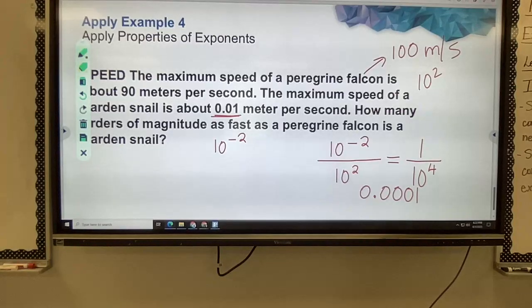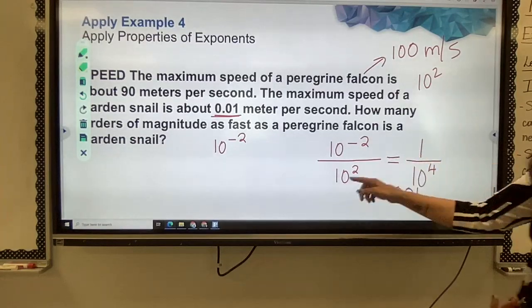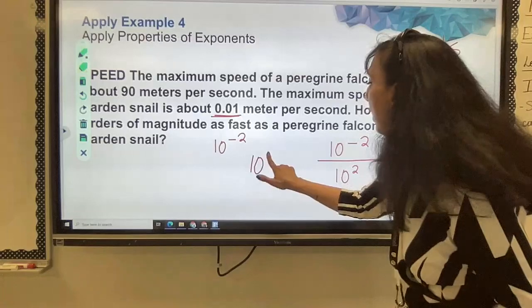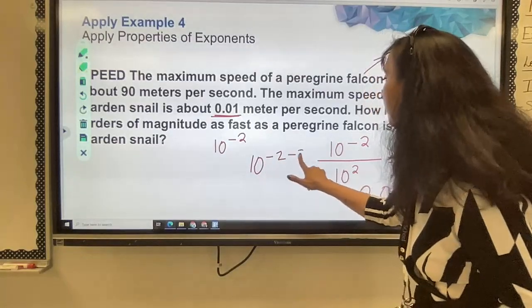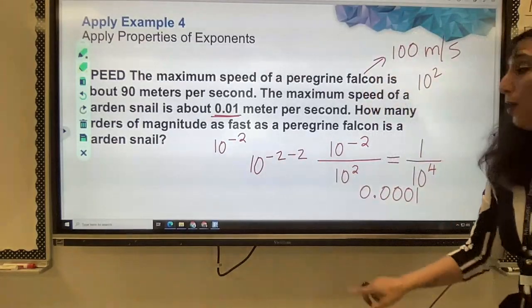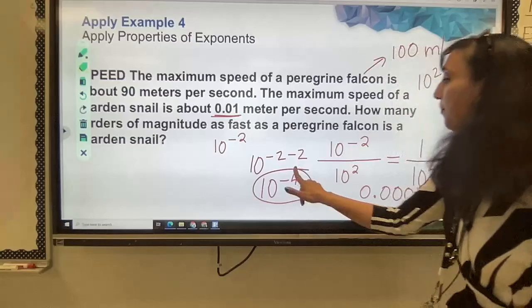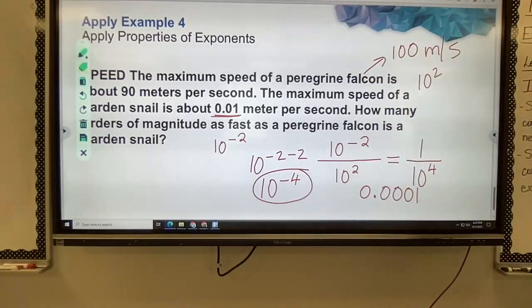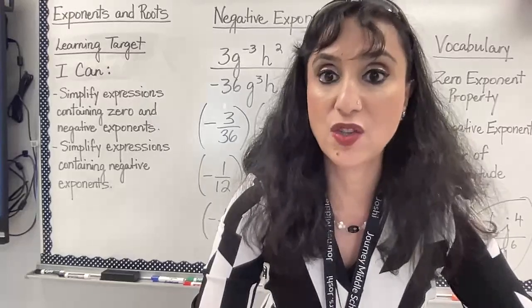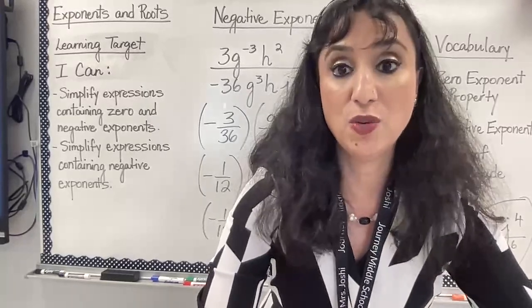Okay, because what is this? This is nothing but 10 to the -4. If I wrote it that way, I would get 10 raised to -4. So that is why it's saying it can also be -4 orders of magnitude as fast as a falcon. And anything raised to the 0 power is going to be 1.